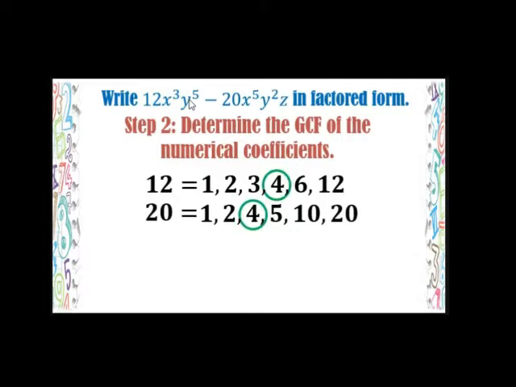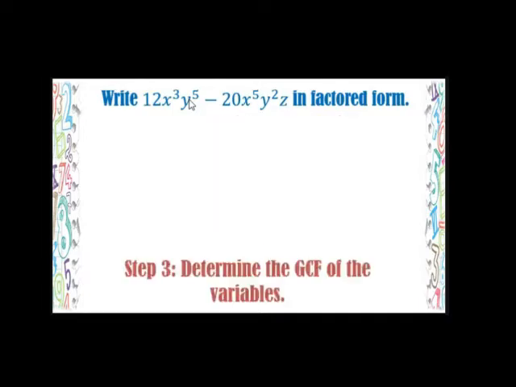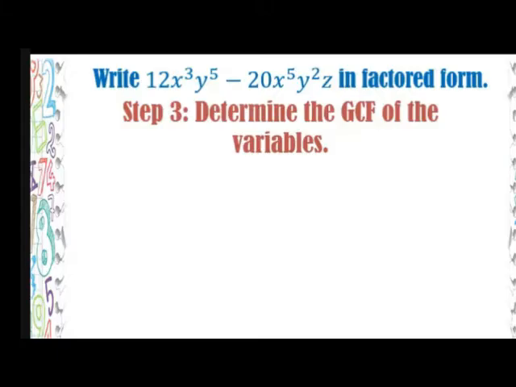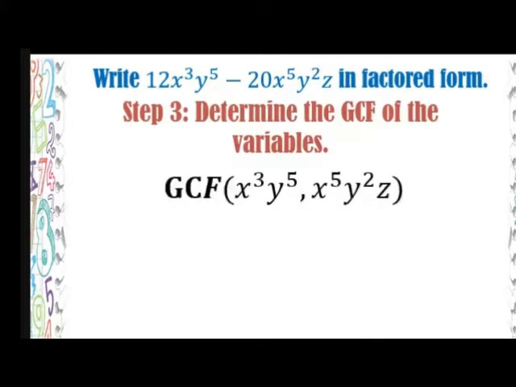Now for GCF, it's greatest common factor. So we need to simply look at the greatest common factor of the listed factors of the two numbers. So we have 4. Therefore, the GCF is 4. Step 3. Determine the GCF of the variables. We have x cubed y raised to 5 and x raised to 5 y squared z.